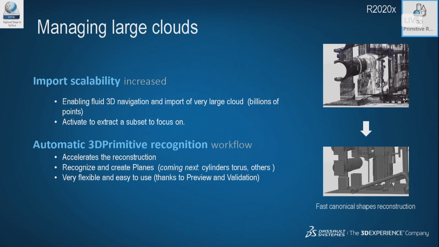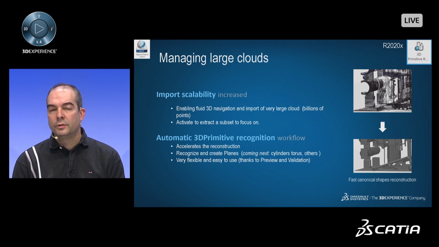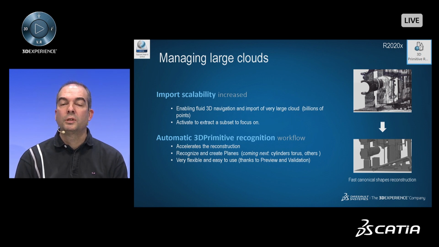To go with that, we are also working on the automatic 3D primitive recognition workflow. The user interface has been a bit improved. For now, on 20x, you can see that mostly on the planes, so it's going to be very quick to reconstruct planar surfaces. And coming next, the UI will be improved also for cylinders, torus, and other, I would say, canonical shapes. So the goal is again for prismatic geometry to allow you to really speed up the work with big cloud and obvious shapes.